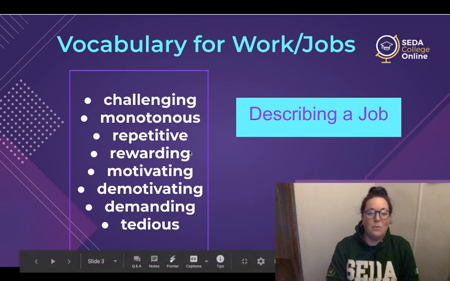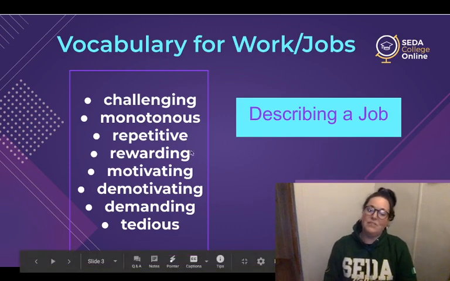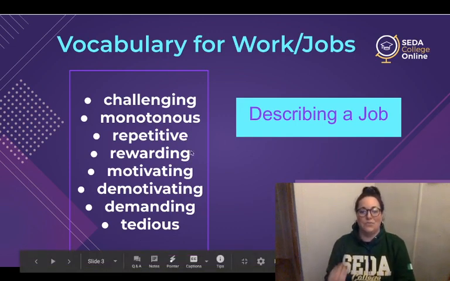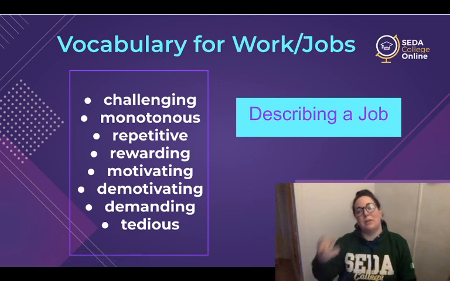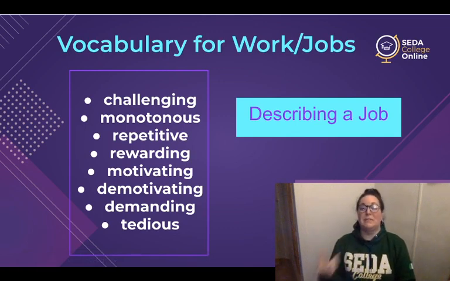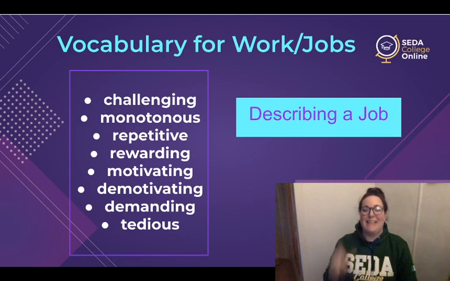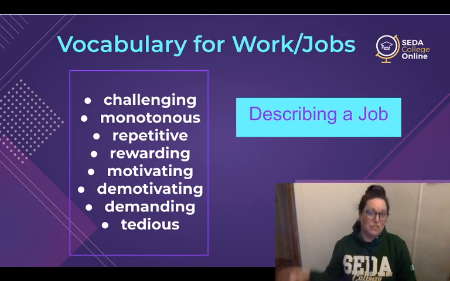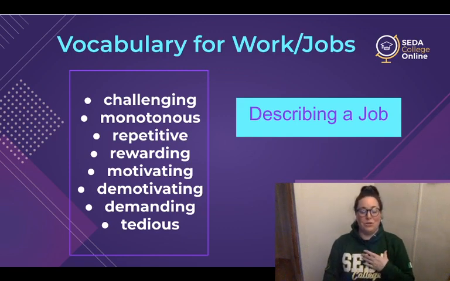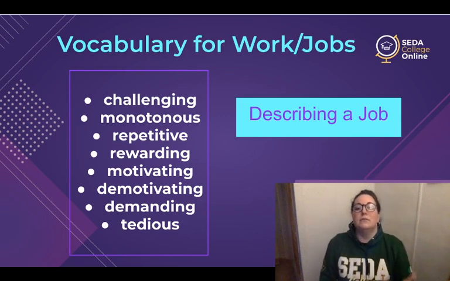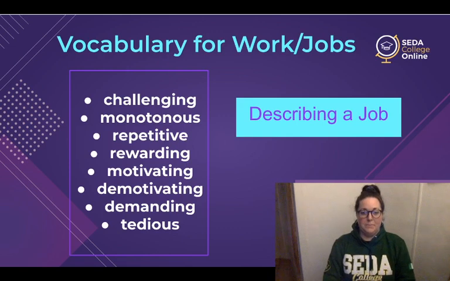Then we have rewarding. If a job is rewarding or a task is rewarding, we're not just talking about jobs here, we're also talking about the responsibilities you have or the specific tasks or actions you have to do in that job. Rewarding means it brings you some kind of personal reward. You feel fulfilled and happy and good after you do it.